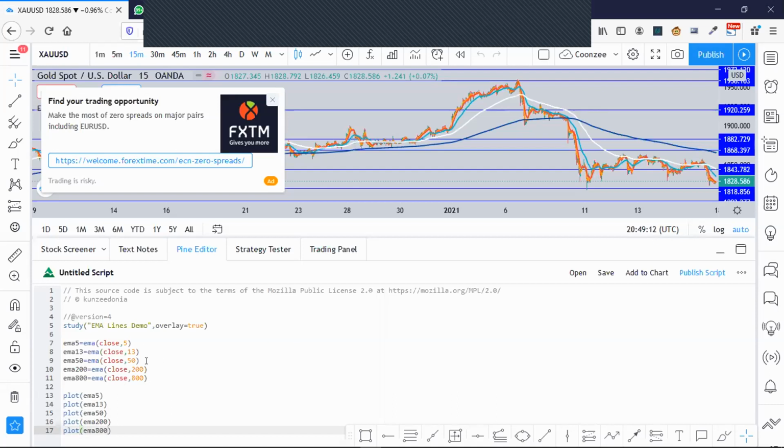Okay, so that's all. The next thing I'm going to do is click this add. Sorry, let me take this. Okay, so now I'll just click add to chart.